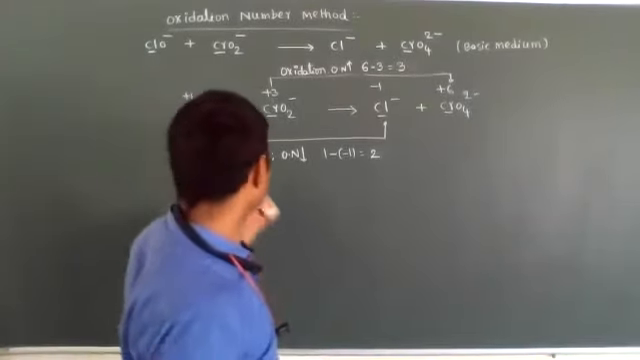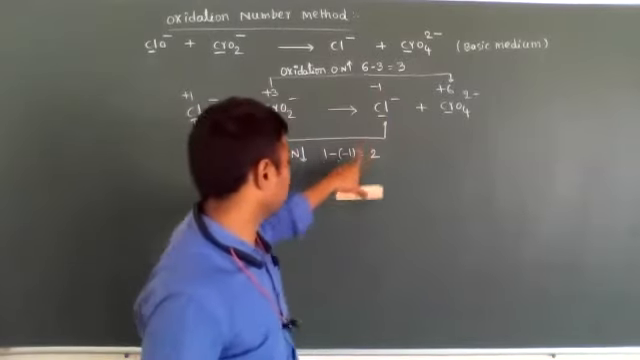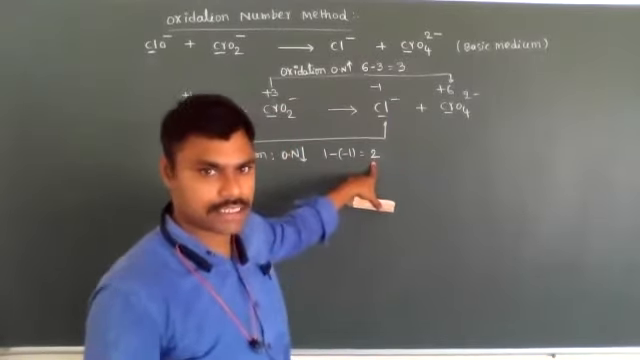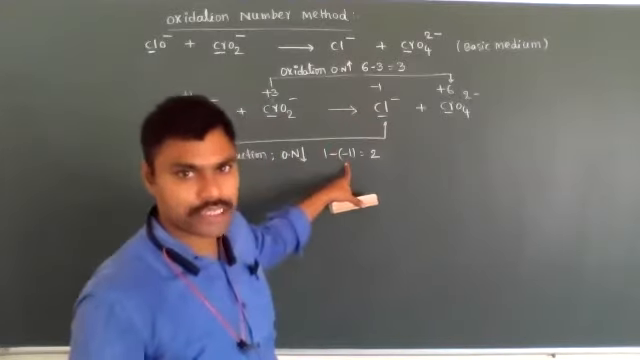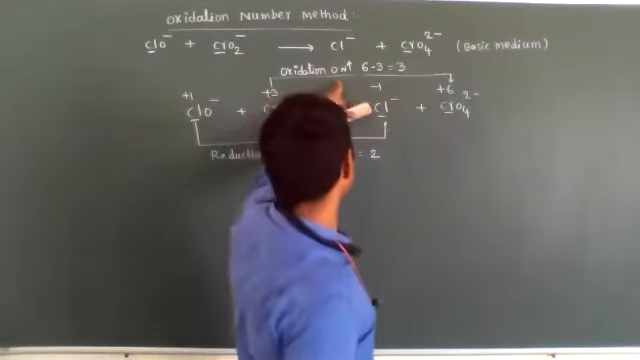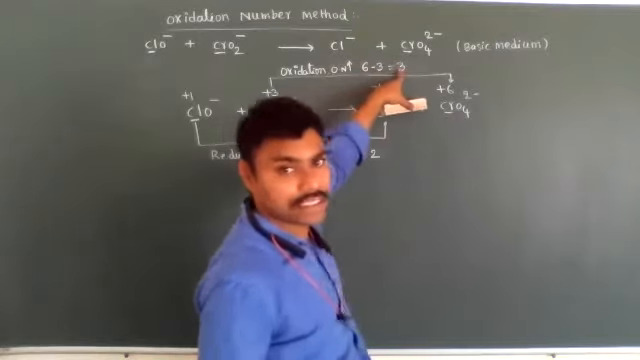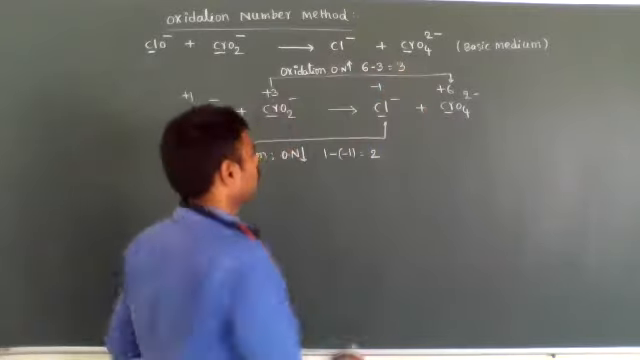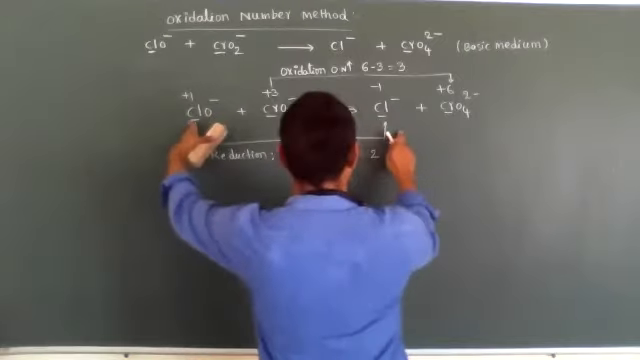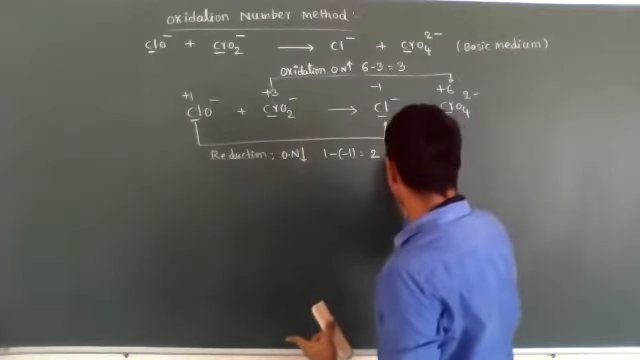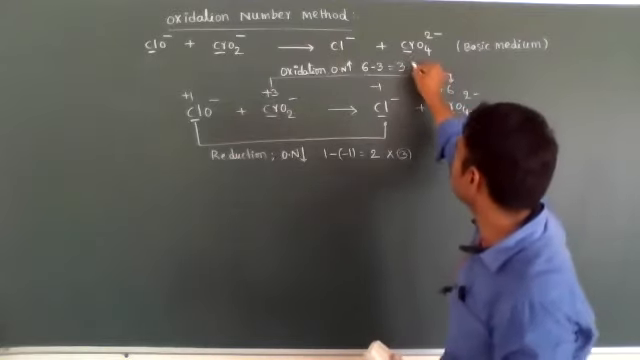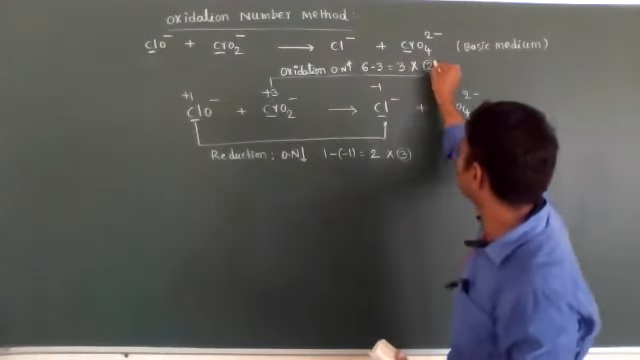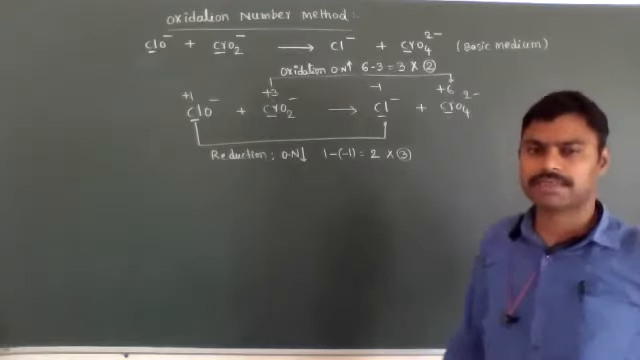So +1 becomes -1, which means 2 units of oxidation number are decreased. Here, highest value minus lowest value, how much? 6 minus 3 is equal to 3. Now this 2 means this equation we need to multiply with 3, and oppositely, the other equation we need to multiply with 2. That is the first step.